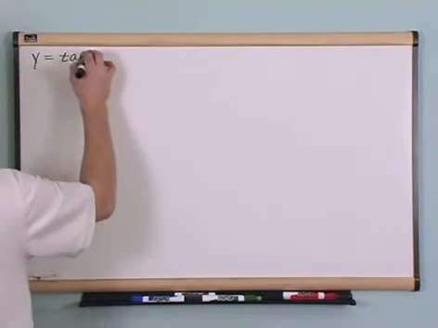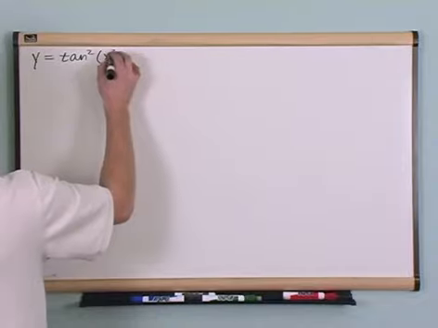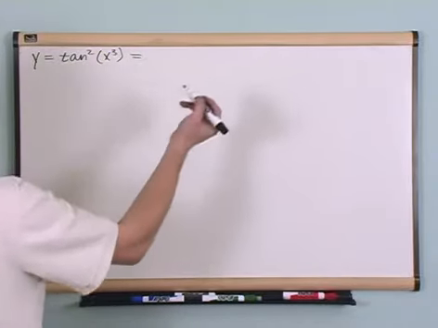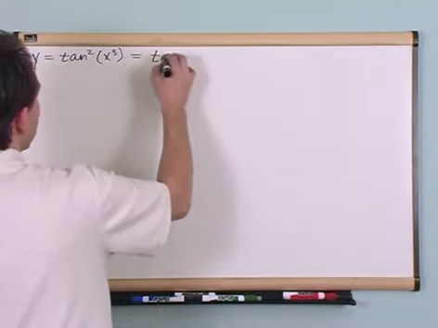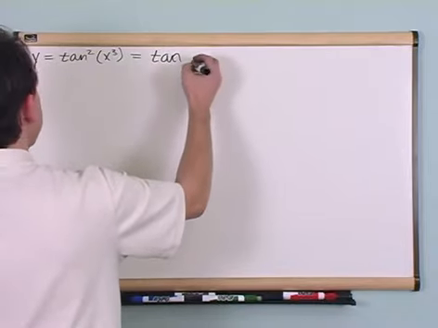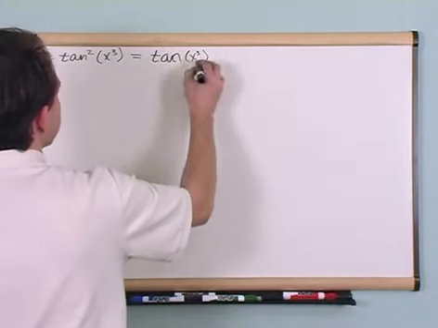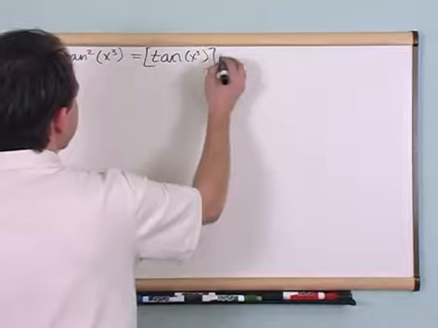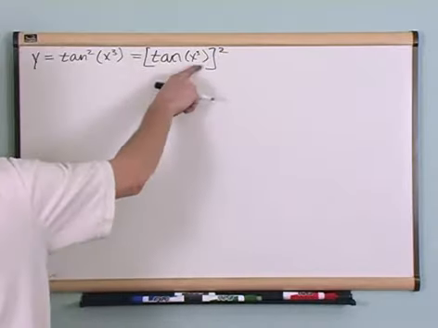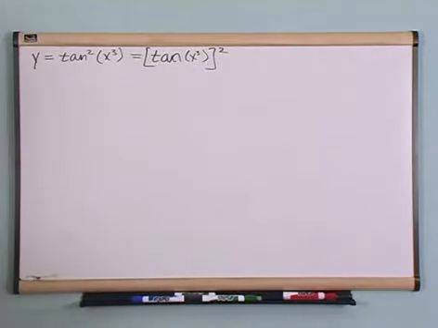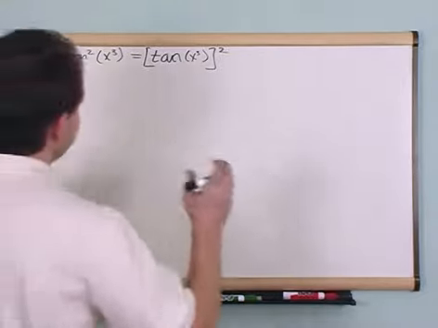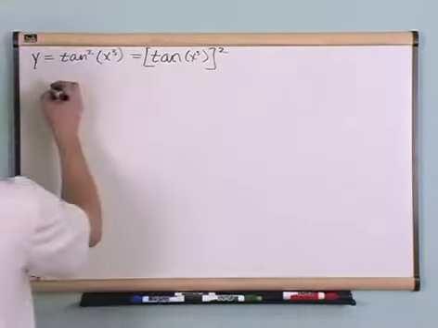Tangent squared of x to the third. Well, the first thing I like to do is write it in a better way. So I'm going to write tangent of x to the third, and the entire thing is squared. So you've got tangent of x cubed, and you're squaring the entire thing. This is a really good example of the chain rule. What's the big picture? Well, you're squaring something. So let's do that first.